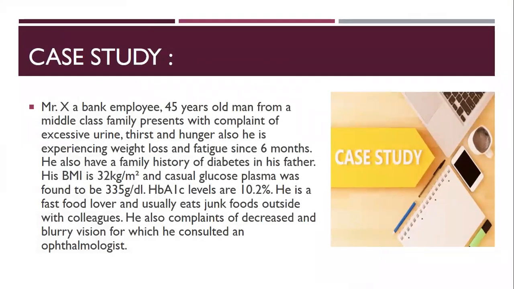Let us go through the case study of this topic. The patient is Mr. X, a bank employee. His age is 45 years, and he came with the complaint of excessive thirst, hunger, and urine. He is also feeling weakness and weight loss for 6 months and has a family history of diabetes in his father. BMI is 32 kg per meter square, and his HbA1c level is 10.2%, while plasma glucose was found to be 335 mg per deciliter. He also complains of blurry vision, for which he consulted an ophthalmologist.